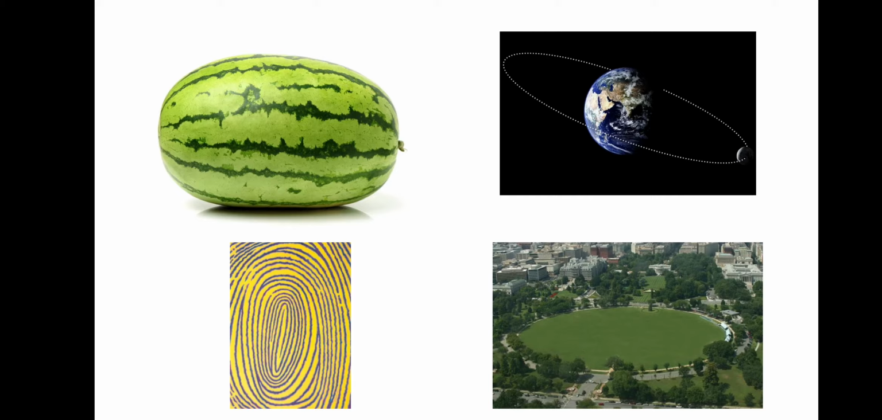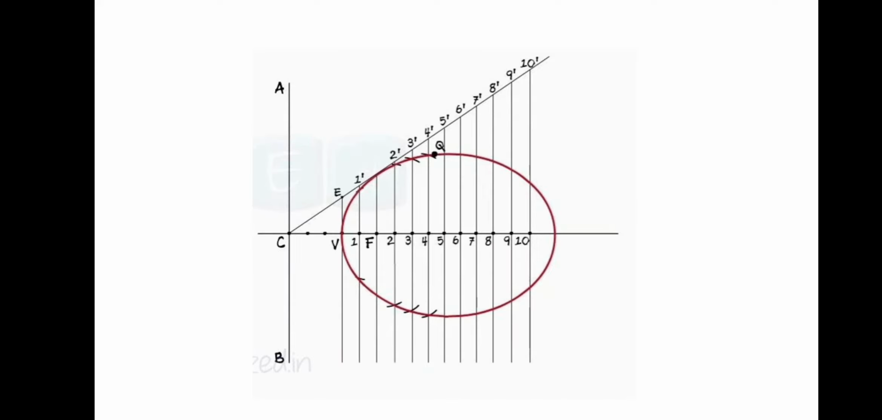In a watermelon, the outer surface, the front view of the watermelon, is the shape of an ellipse. And the Earth and Moon's rotating path is like an ellipse. Also, the football ground's outer wall looks like an ellipse, and our fingerprint looks like an ellipse shape. So this is the exact drawing we are going to draw. This red line is our ellipse.